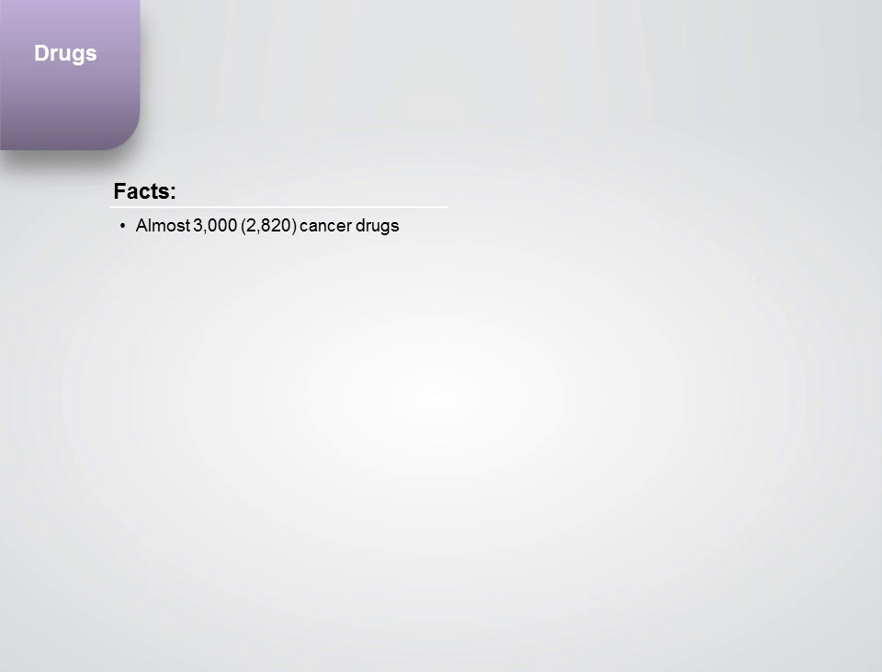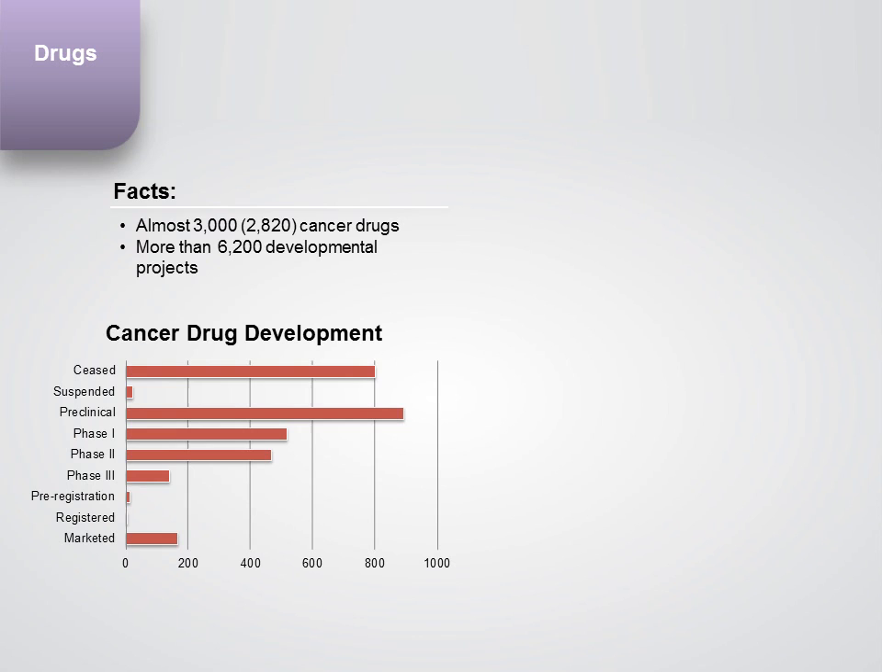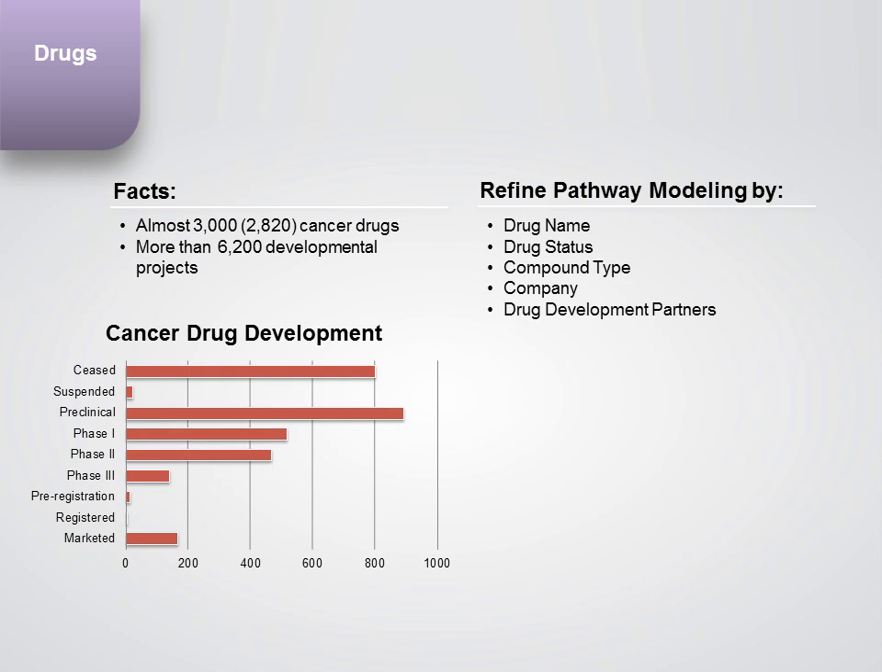Now into specifics on the data which makes up the analyzer tool. Starting with drugs. As mentioned earlier, 3,000 drugs are contained in this tool, and together they have more than 6,200 developmental projects. In the graph below, you can see a drug distribution across the entire pipeline from seized to marketed. You can use the drug data to refine your pathway modeling by drug name, drug status, compound type, company, and drug developmental partners.